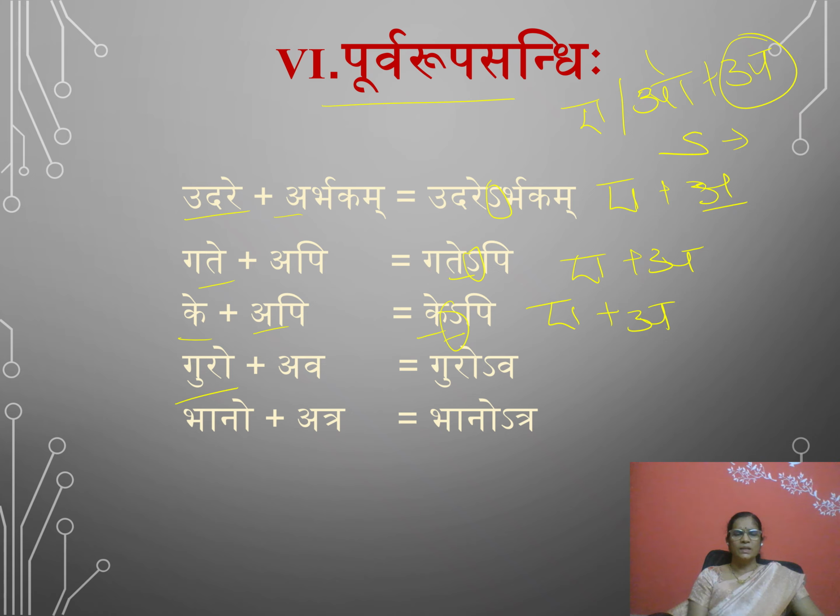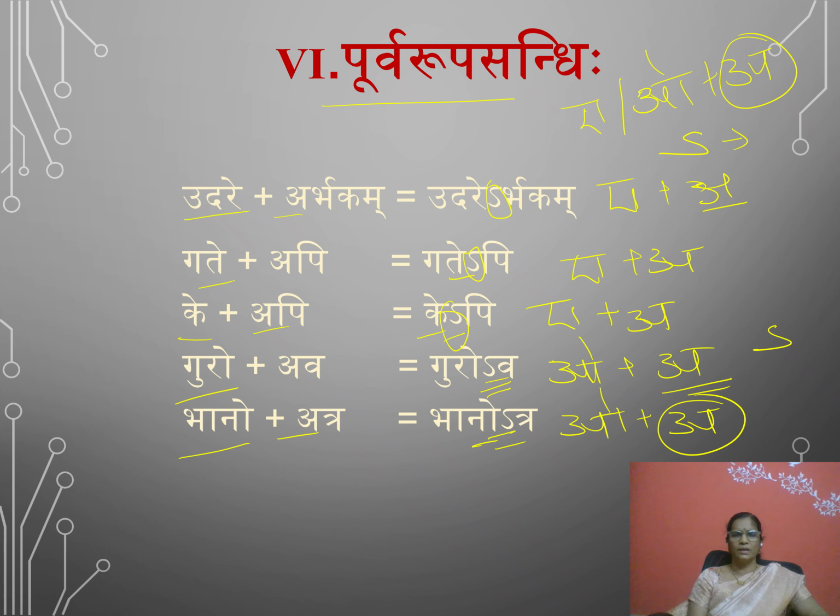Here, an example with o: guru plus ava, ended with o. The second word started with a. In the place of a, here you got this symbol. Bhano plus atra, ended with o, and the second word's first letter a. Then in the place of a, you got this symbol, avagraha. This is called Purva Rupa Sandhi.